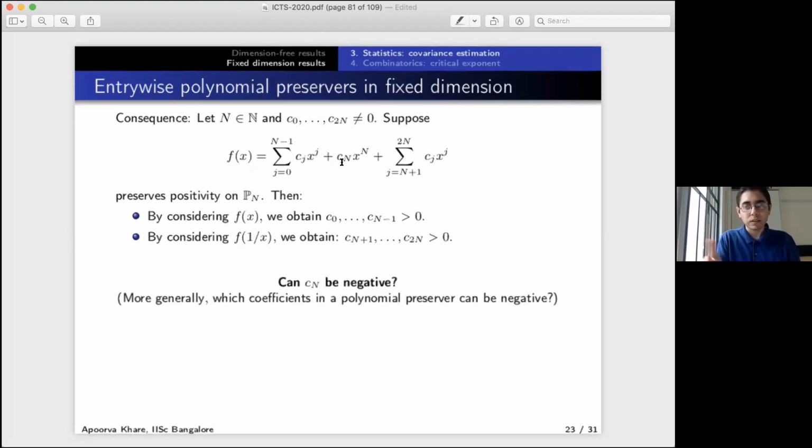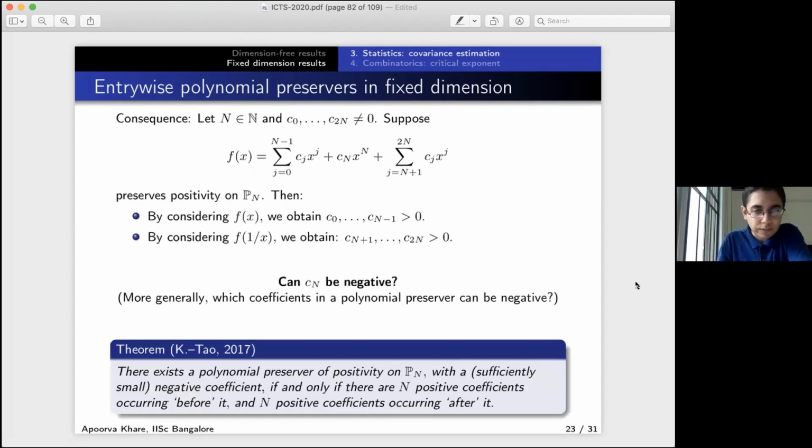And so you can ask, which coefficients can be negative? And this was not even known until 2017. This is a result that we proved then with Terence Tao, that there exists such a preserver, you have to make the coefficient sufficiently small, but small and negative. But there exists such a preserver with a negative coefficient if and only if, whenever you have a negative coefficient, there are n coefficients before and n after which must all be positive.